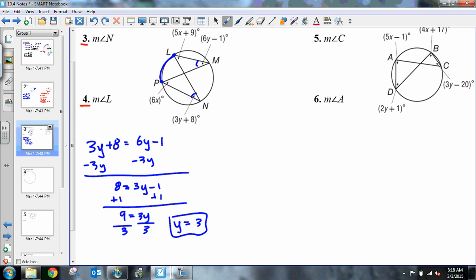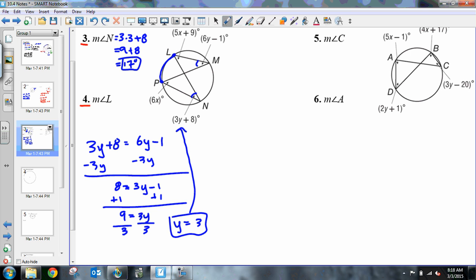Okay, and if I'm trying to find angle N, I want to plug y into this right here. So angle N is equal to 3 times 3 plus 8, which gives me 9 plus 8, which gives me 17. And that's in degrees, so that's what that angle measure is for N.